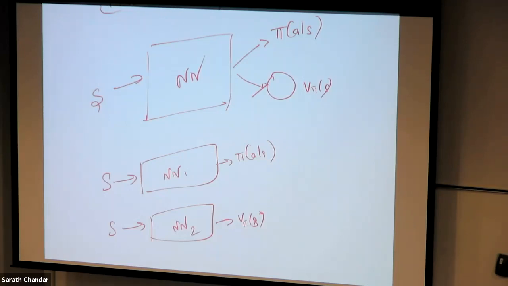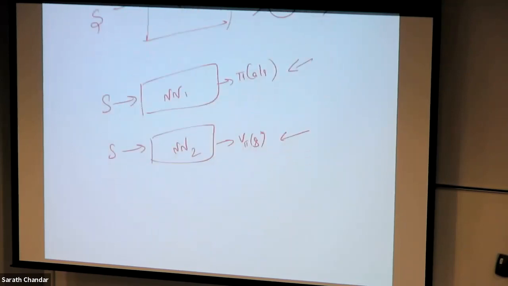Now you are going to update your V pi of s by using the usual TD error, and you're going to update this with your actor-critic update equation. Now they call this algorithm advantage actor-critic.